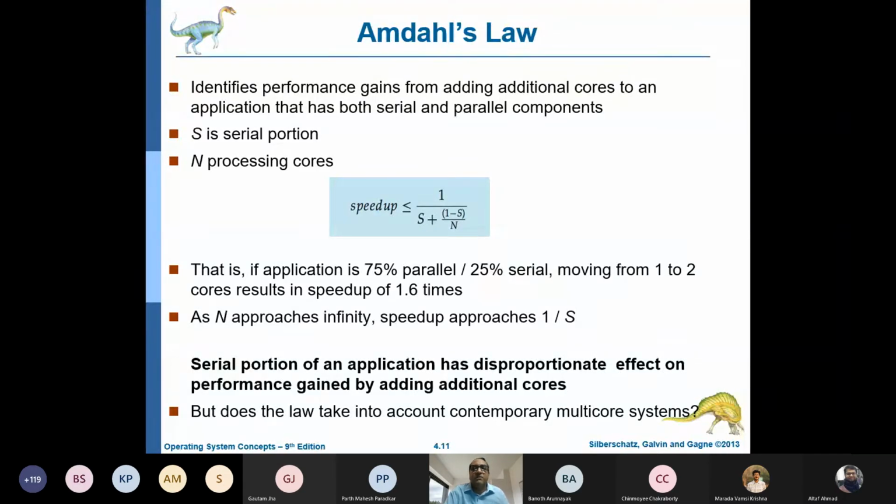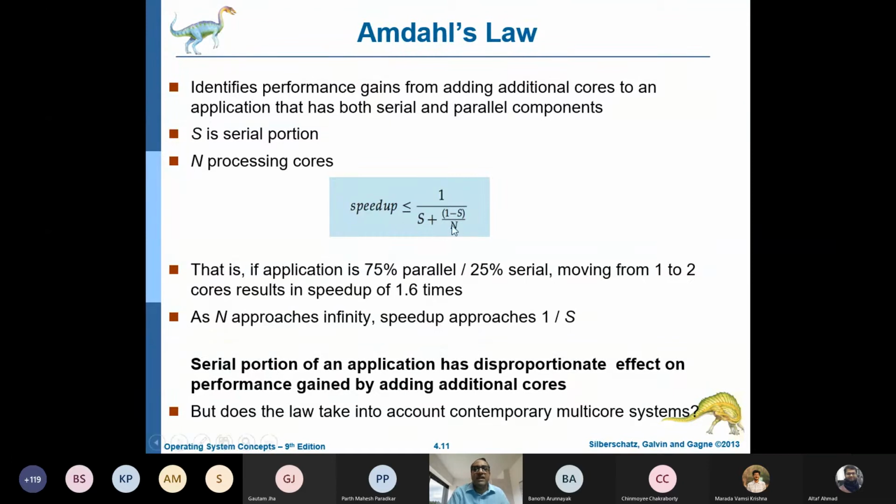Since it is a dual core system, n happens to be 2. If you substitute here, you can see that the speedup achieved will be 1.6 times compared to a single processor system. And if n equals 4, then appropriately you can increase the speedup, though it may be some other order.